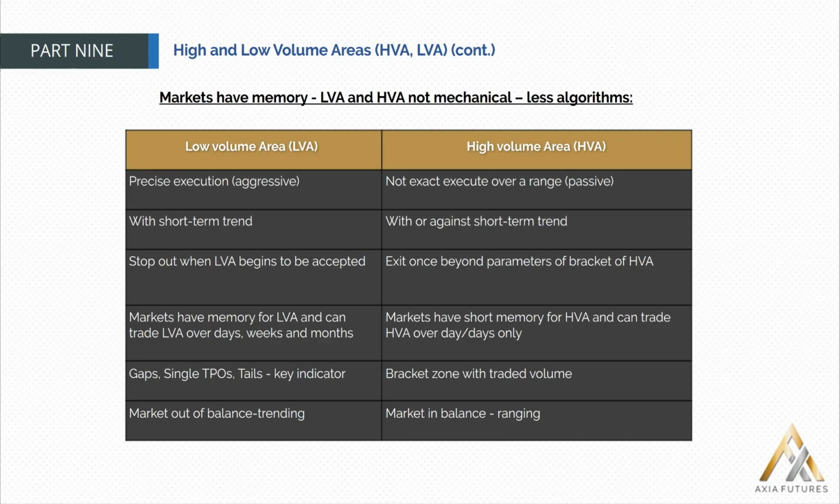In terms of the low volume area then, markets have memory for low volume areas and can trade low volume areas over days, weeks and months. So they can leave these low volume areas for a very long time, constantly showing this initiative. So, just because you've taken the trade once with a short-term trend, it doesn't mean you can't take it a second and a third and a fourth time. Okay, the market can leave these low volume areas for a very long time.